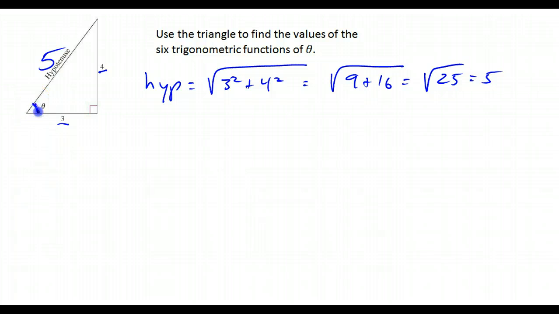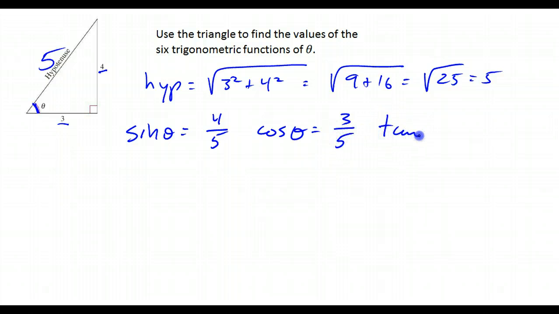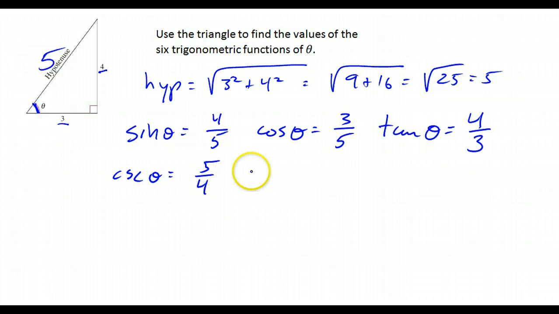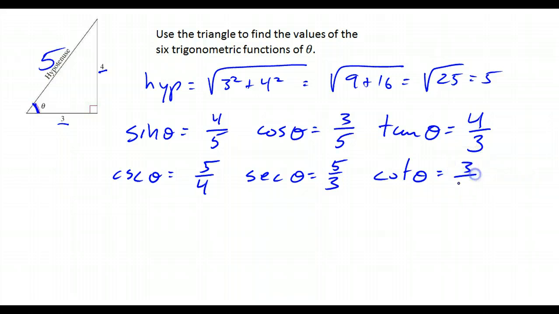Here's theta down here, and the sine of theta is the opposite over the hypotenuse. The cosine of theta is the adjacent over the hypotenuse. The tangent of theta is the opposite over the adjacent. And cosecant is just the reciprocal of sine. Secant is the reciprocal of cosine. And cotangent is the reciprocal of tangent.